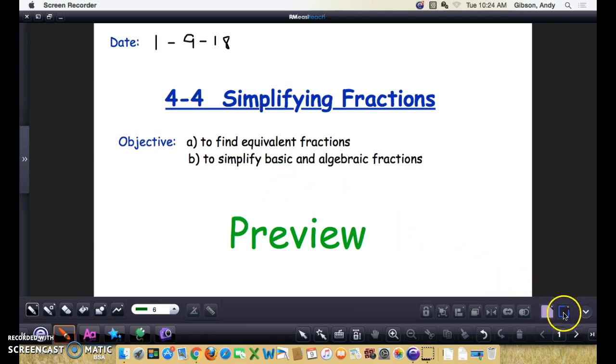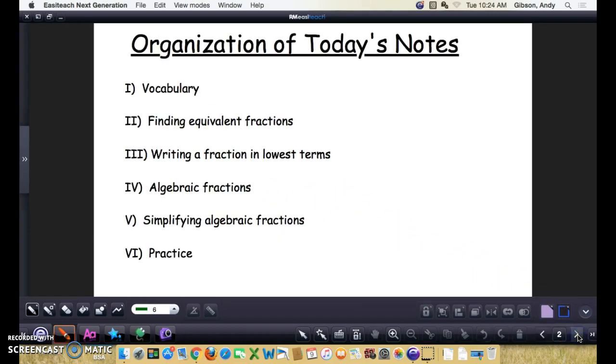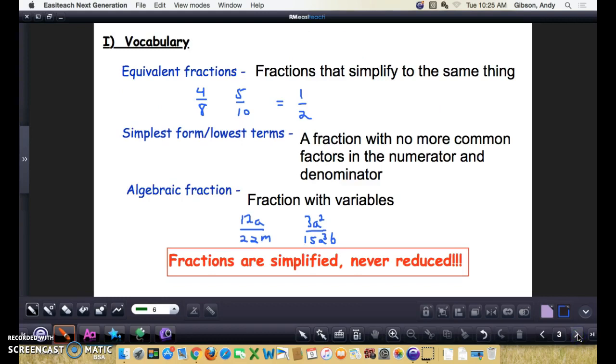Simplifying fractions should be reviewed for most everything. We'll remind you how to do that. So here's some vocabulary, so you can just pause, copy these down into your notes, and then move on when you're ready. Equivalent fractions are fractions that simplify to the same thing.